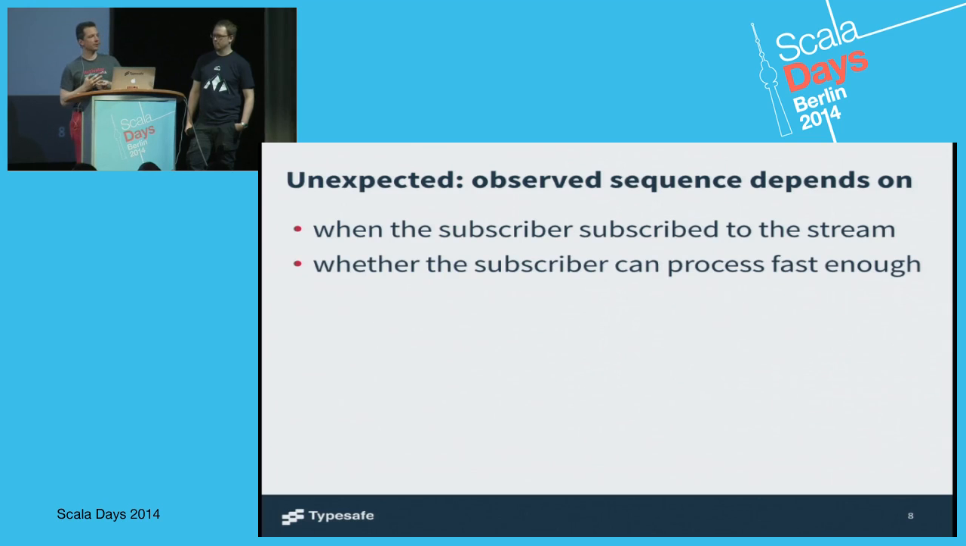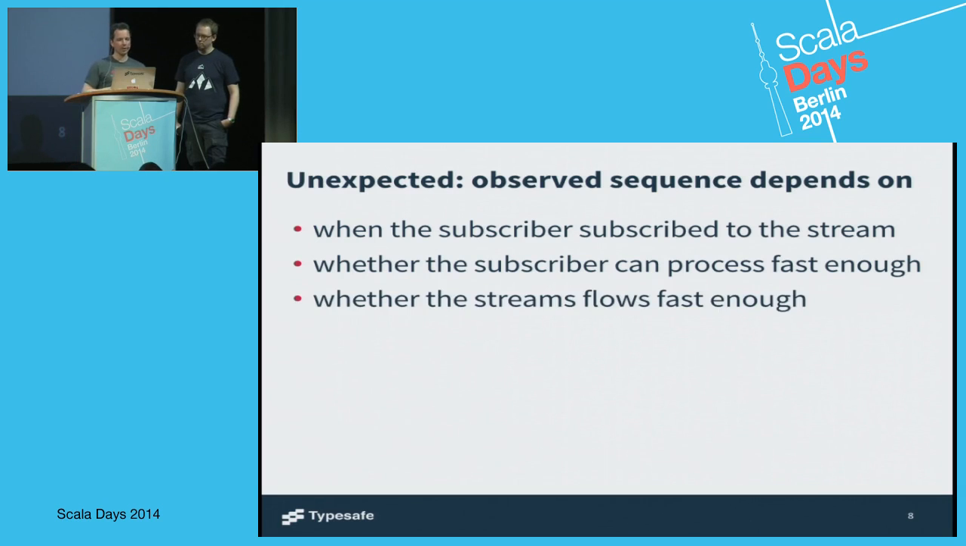When the subscriber is not fast enough for processing, things will have to happen. The stream will have to back up, or you will have to lose elements. I mean, if you have this stock ticker and prices are coming in and you cannot process them fast enough, you will lose updates. You will just not see all values. When the stream doesn't flow fast enough, we will see examples of that later.